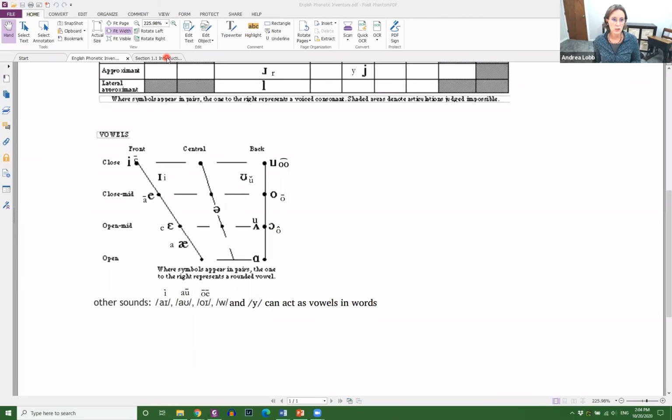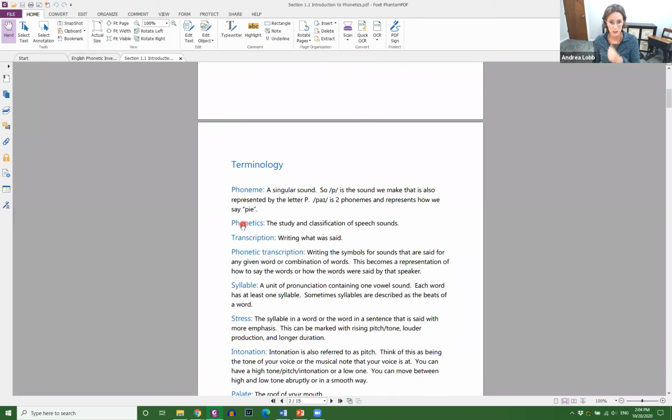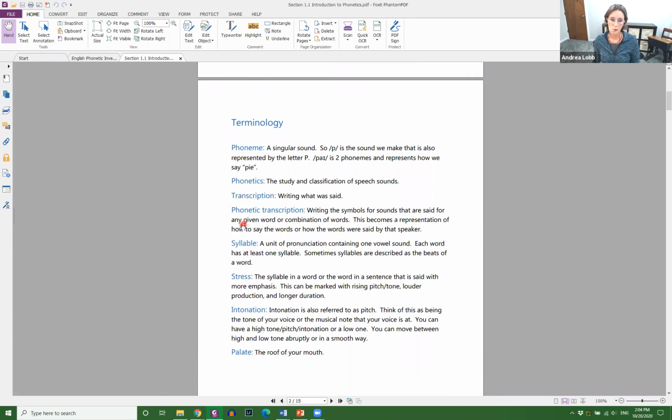Okay, so let's look at this document here. This is part of the lesson that I use if I'm teaching somebody specifically, right? We have a basic terminology page. What's a phoneme? It's a sound. It's a symbol that represents a sound, the sounds you actually say in words.